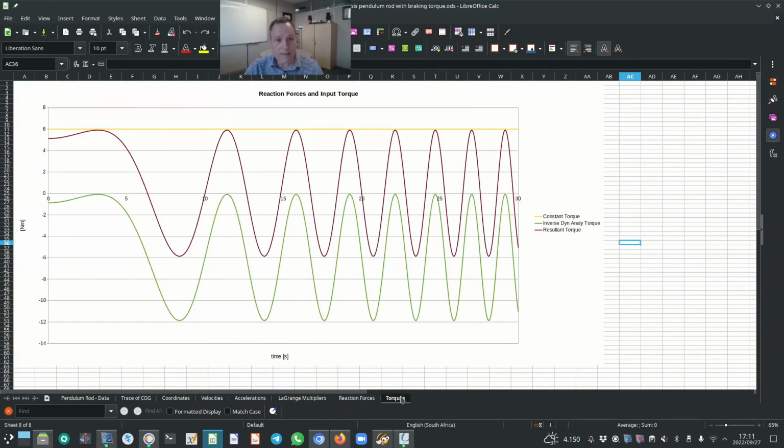But the torques applied on the pendulum rod are different. We have a constant torque of 6 Newton meters, and it's counterclockwise, hence it's positive. Then we have the inverse dynamic analysis torque that we calculated. This is now related to lambda 3. It varies between just more than minus 12 Newton meters to just less than 0. And when we add those two together at each time instant, we get the resultant torque that is applied on this pendulum rod, and this is the purple line. There you will notice it varies once again between just less than 6 and just more than minus 6 Newton meters, which is what we had for lambda 3 in the inverse dynamic analysis.